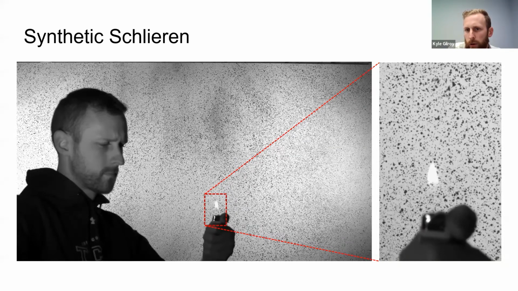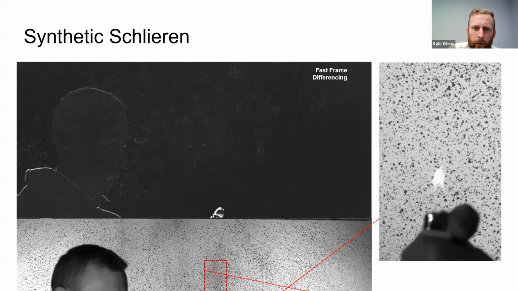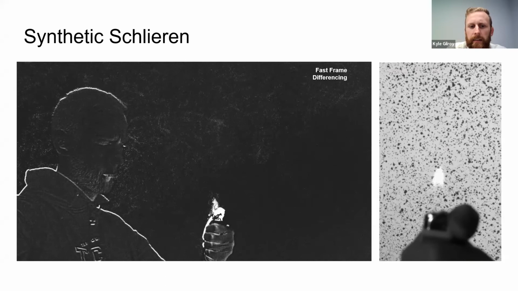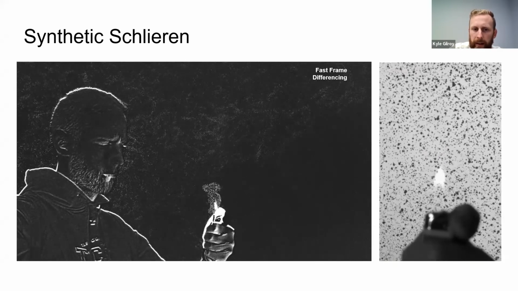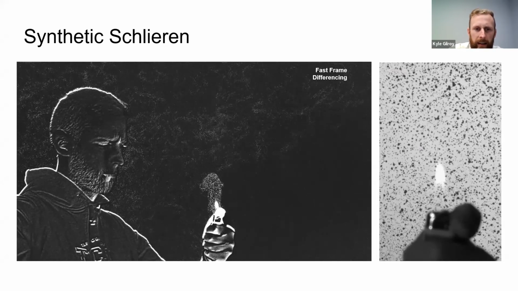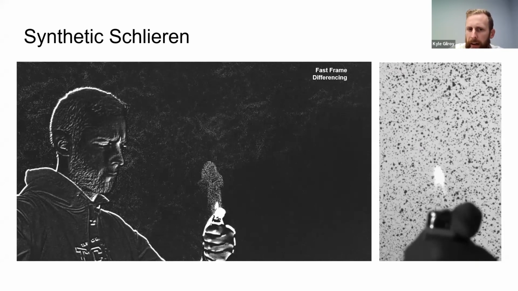If you just take this video and you subtract one frame from the next sequentially, you can do what's called fast frame differencing, and you can immediately highlight the details that are happening in this video from one frame to the next. And this technique is so sensitive that you can even see the heat coming off of my head in the video, all right? And very clearly, you can see how the heat plume evolves throughout the test.